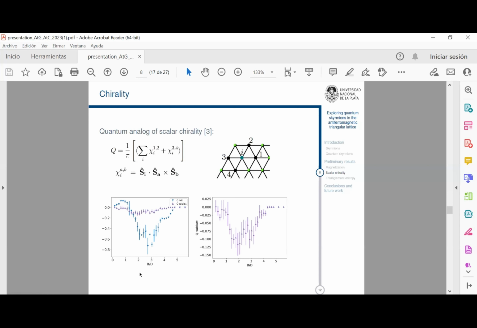The picture from the left shows the chirality of the total lattice, which is labeled with blue triangles, and the mean value in the sublattices, which is signaled with the purple triangles. And we can see here that there is a specific region in which the chirality of the entire lattice is obviously non-zero, which we could say is signaling some sort of phase that could be related to skyrmions.